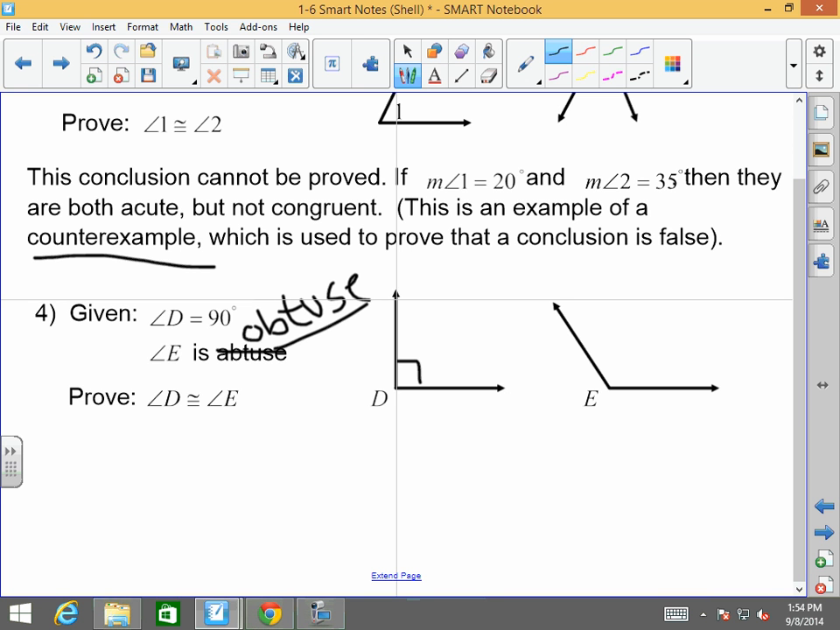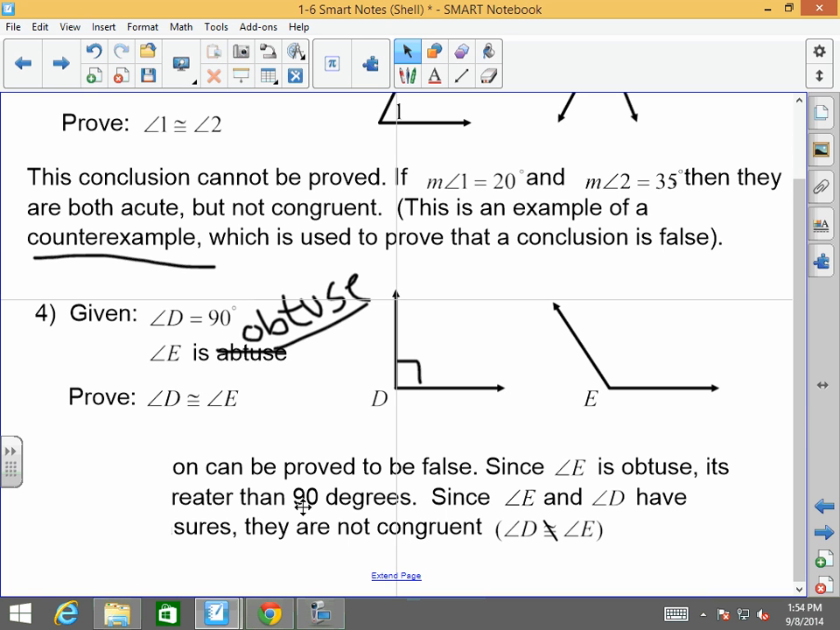How about this one, guys? That's exactly correct. This conclusion can be proved to be false, okay? Or you could say that this is a false conclusion. Since angle E is obtuse, it's much greater than 90 degrees. Since angle E and angle D have different measures, they are not congruent.